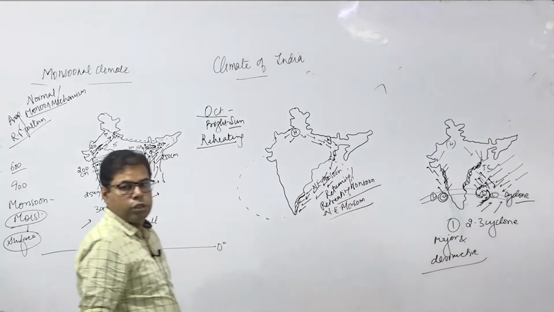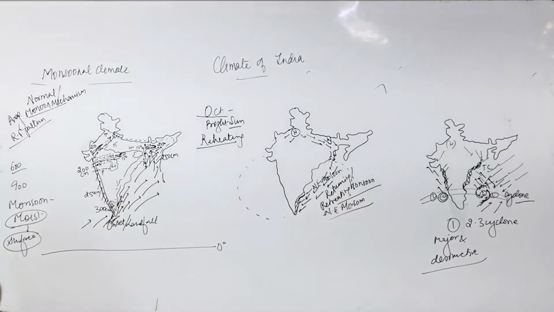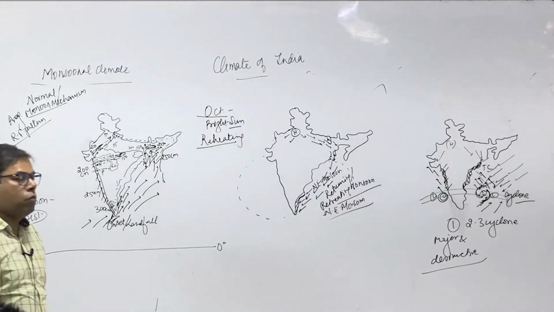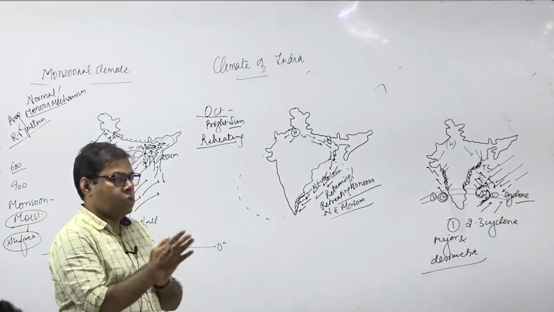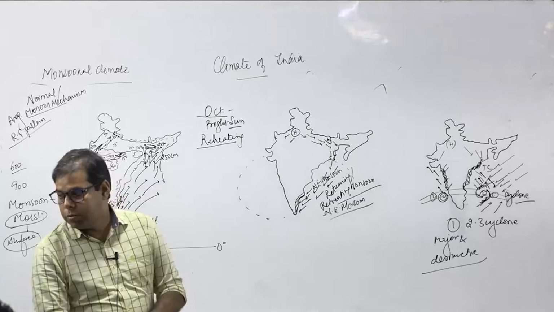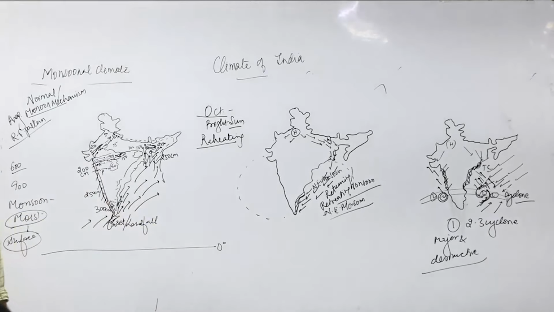First cyclone is major and destructive. What type of rainfall will occur here in the cyclonic system? Frontal rainfall, कब होता है बताओ? When does frontal rainfall occur? When cold and warm fronts meet. यहाँ पर कौन सा वाला है?